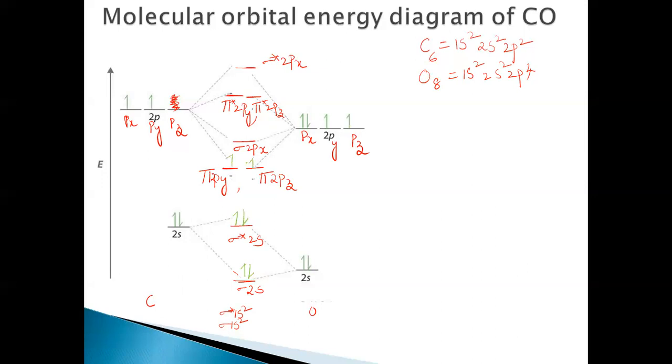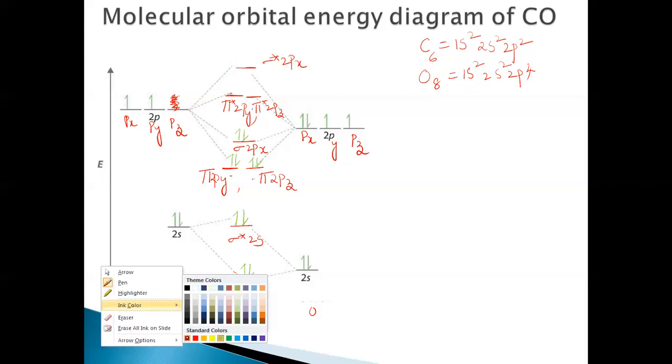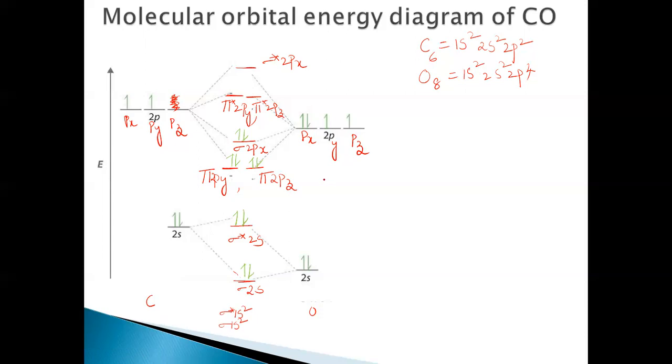First, this becomes half filled, then completely filled according to Hund's rule. Then 2 more electrons will enter into the sigma 2px orbital. So this is the molecular orbital energy level diagram for carbon monoxide.